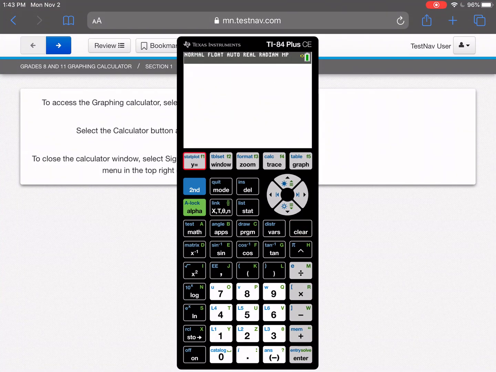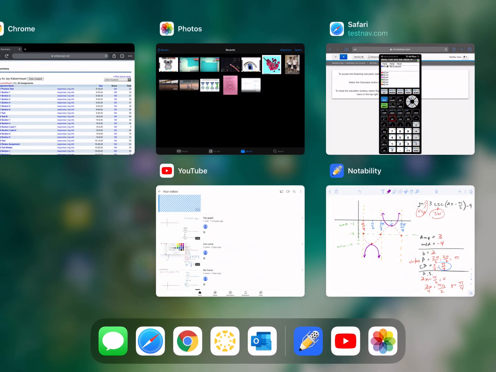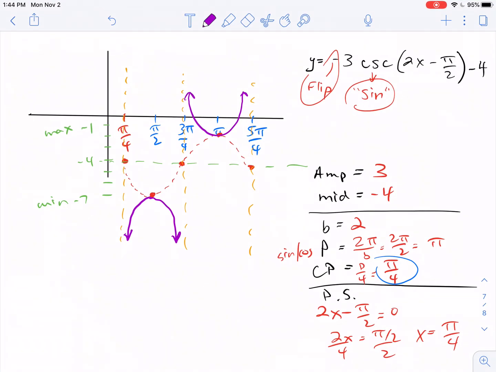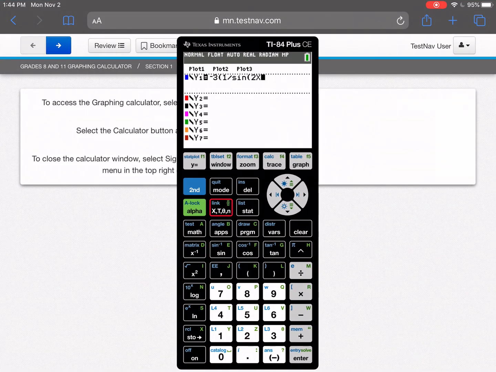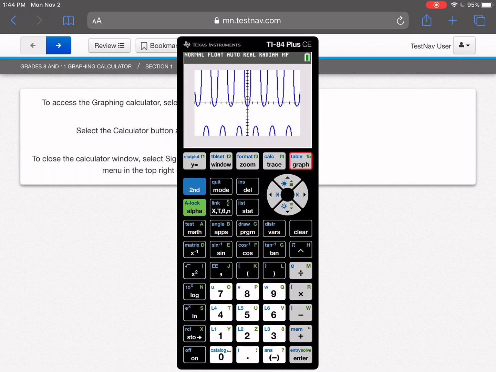So if I go here to y equals, and I clear some of this stuff out, we had -3 times 1 divided by sine, and we had -3 cosecant of 2x minus pi over 2, and then a -4. Now to get this to look right, I need an extra parentheses there. So if I graph it, you're going to just see all these U-shaped graphs showing up.